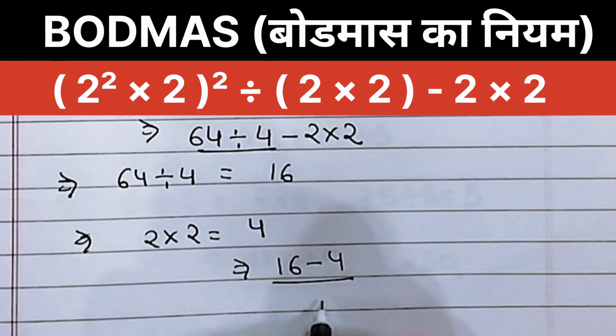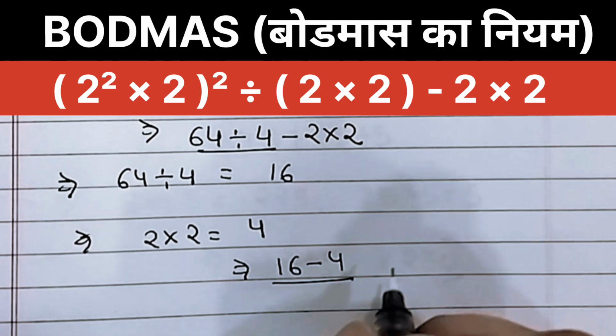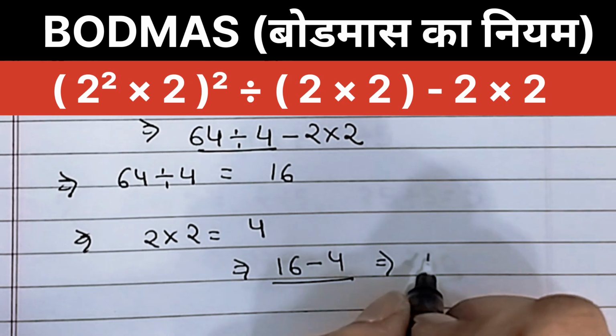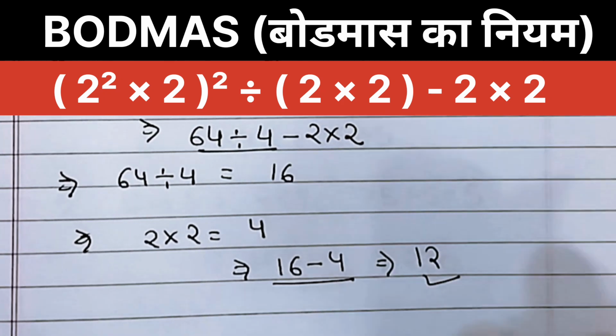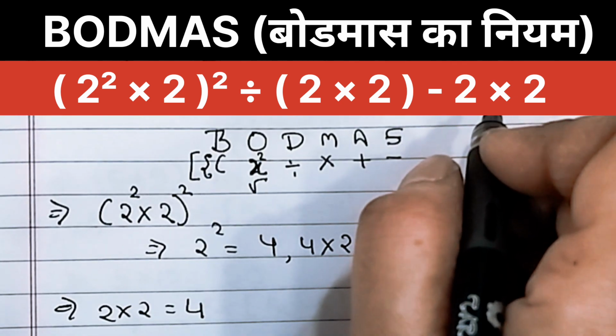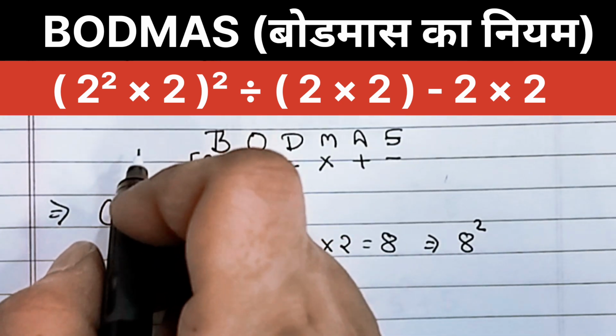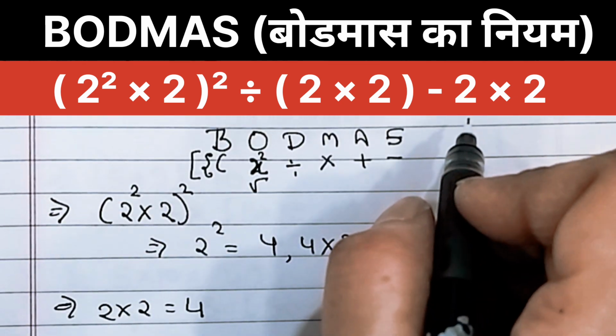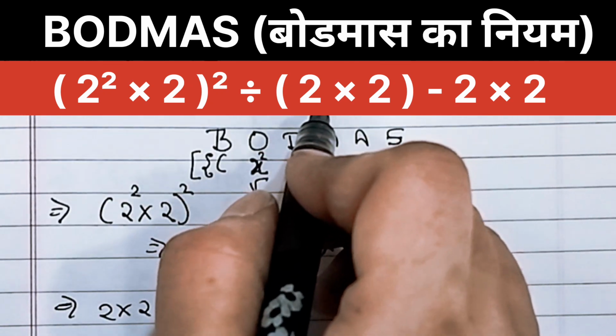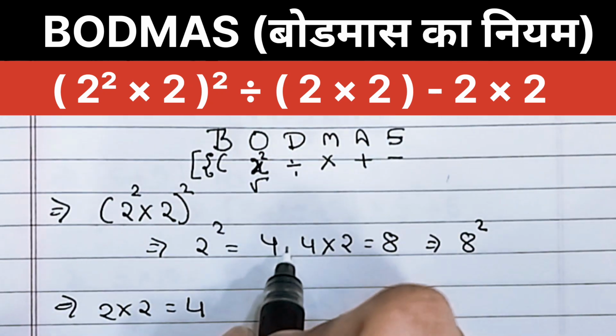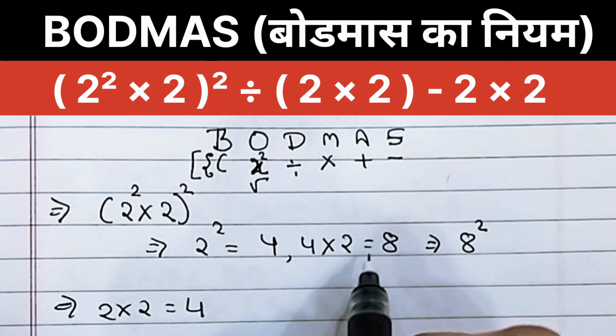So finally, perform the remaining subtraction. Calculate 16 minus 4, which equals 12 as the final answer. The conclusion says that by systematically applying the BODMAS hierarchy, resolving the internal grouping first, then exponents, and finally arithmetic operations, the expression simplifies to 12. I hope it is clear.